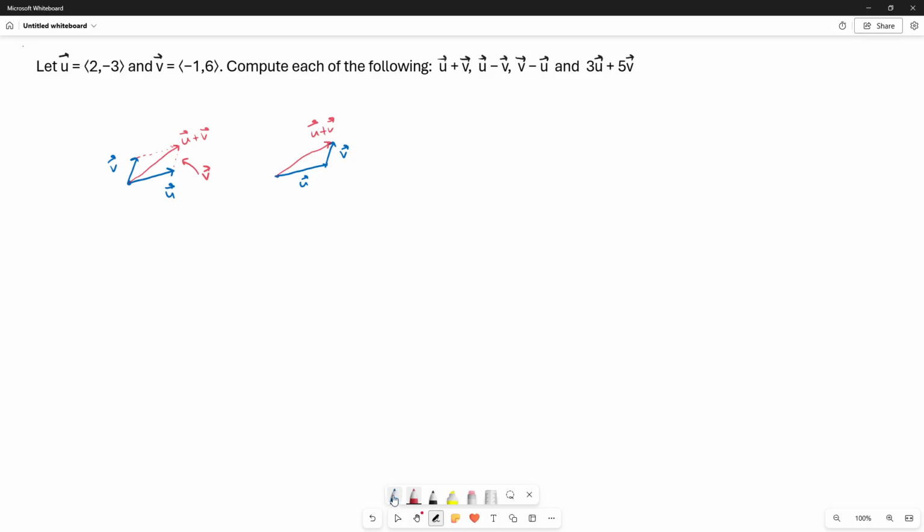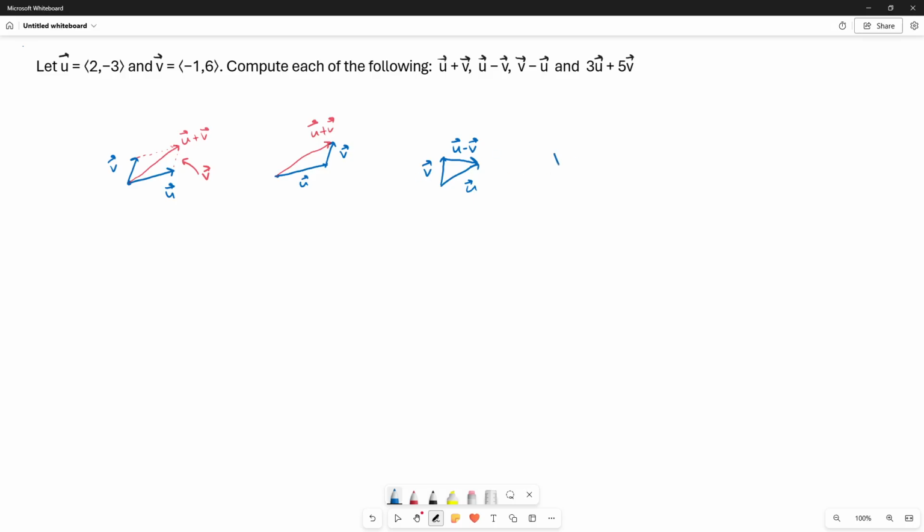And then if you have two vectors u and v, then the vector u minus v is this vector from v to u. This is u minus v. And let's make sense out of that.